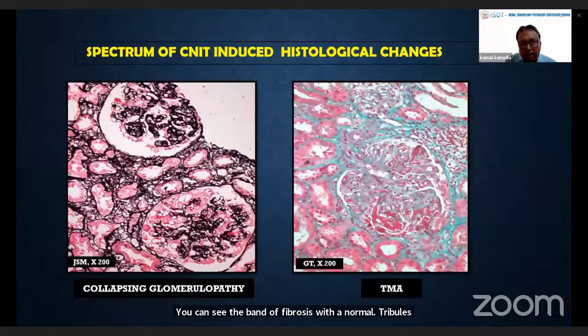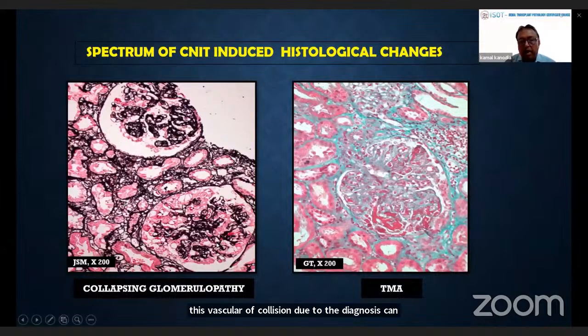If you go for a quite different spectrum of CNI toxicity, sometimes vascular occlusion due to hyalinosis can lead to ischemic changes, and that can develop collapsing glomerulopathy. Here you can see there is a proliferation of the podocytes with collapse of the tuft, and sometimes there may be chances of TMA in the early part of CNI toxicity.